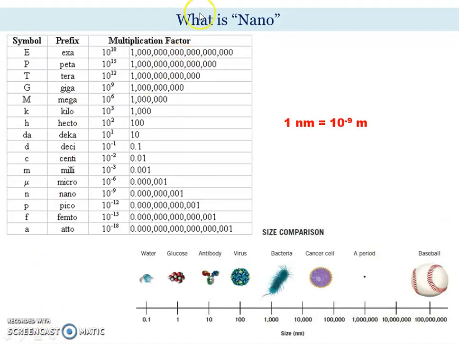Then, what is nano? In school days, you may have heard these terms: exa, peta, tera, giga, mega, kilo, etc., and the multiplication factors are also given here. And here, what is nano? Nano is 10 power minus 9, which means 0.000000001. Which means the value of nano is 10 power minus 9. It is the scientific notation.